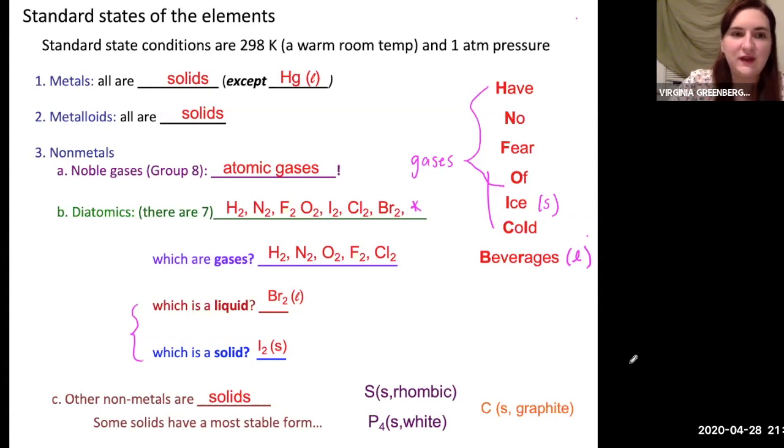And so we'll see how it can be useful in terms of thermochemistry to know what the standard states of elements are in a moment. But before we address that, I want to introduce our third way to determine the delta H of a reaction.